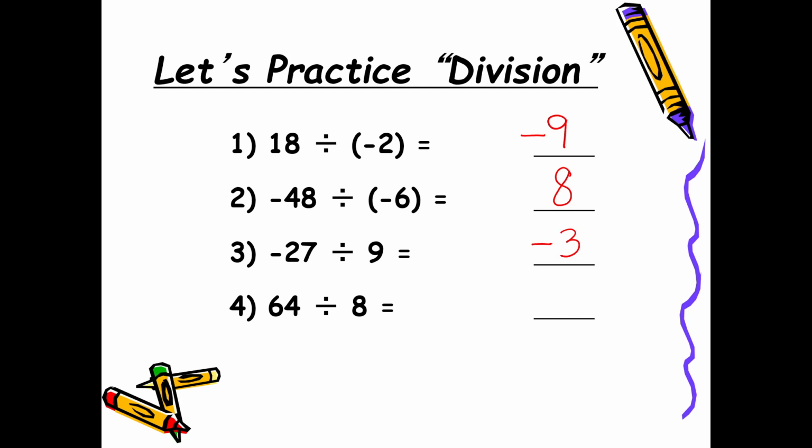Mary Rose, go on. Positive 8, sir. Positive 8 is right. Number 5, Lance. Where's Lance? Number 5, Lance. Negative 6. Negative 6 is correct. Any questions about division? I hope everything is clear.